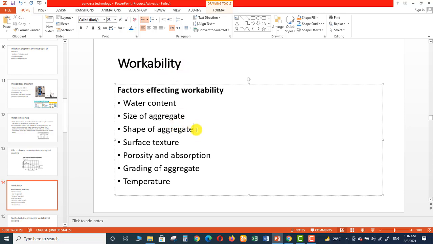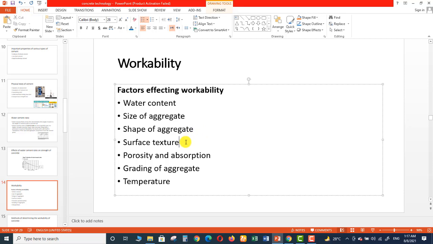Next is shape of aggregate. There are various shapes of aggregate like angular aggregates, flaky aggregates, elongated aggregates. The angular, flaky, and elongated aggregates reduce workability. On the other hand, the round aggregates increase the workability. So there are two cases when we come to the shape of aggregates. Round shape aggregates are directly proportional to workability. Whenever there are round shape aggregates, the workability of the concrete will increase. However, if the aggregates are angular shaped, flaky shaped, or elongated shaped, then the workability will reduce.